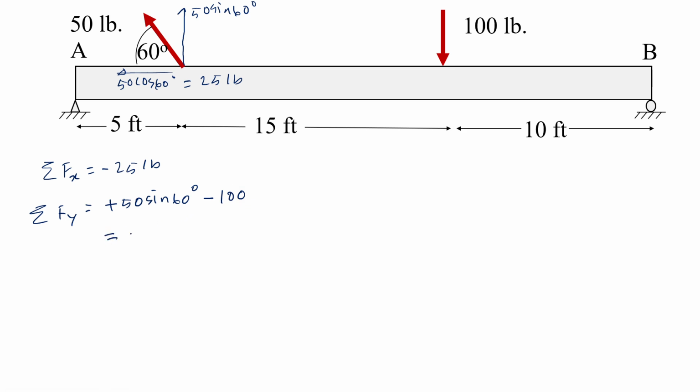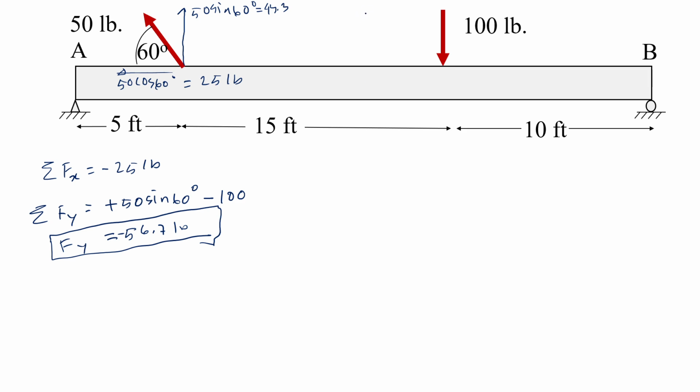So that's all the external load coming. I calculated that. I think it was 50. Let me check my numbers. It was 56.7, also negative. So this 50 sine 60 is actually 43.3 minus 100. So that's going to give us 56.7 pound in the y direction. So that's the total force in y direction, as well as the total force in x direction.